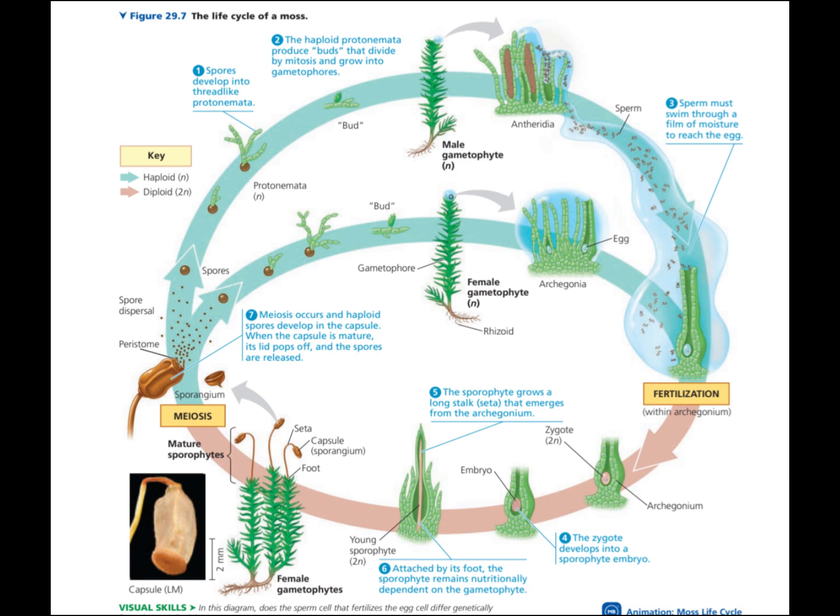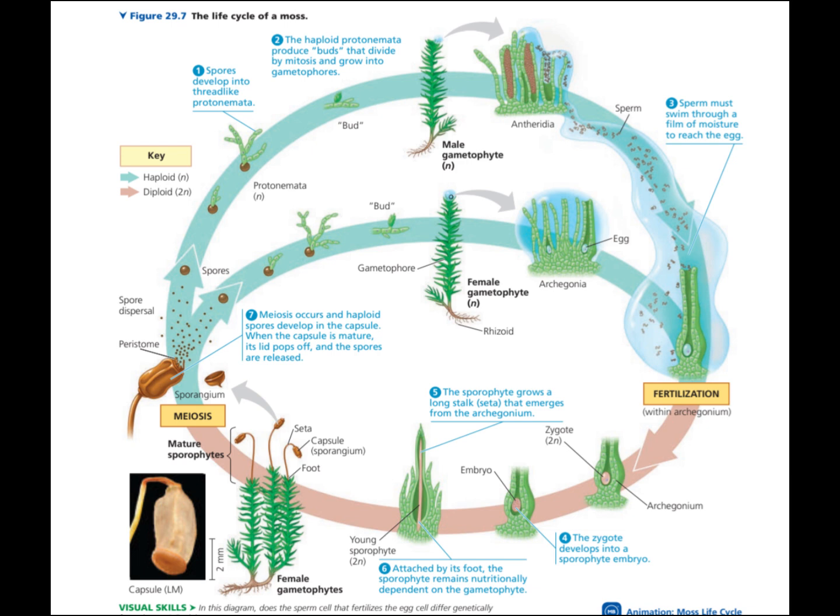Then what happens? The egg and the sperm will fuse together, and that means the fertilization process occurs and it produces a zygote. This zygote will develop into an embryo, and the embryo will develop into the diploid sporophyte. This sporophyte will obtain the nutrients from the gametophyte. We can say that this sporophyte is not independent.